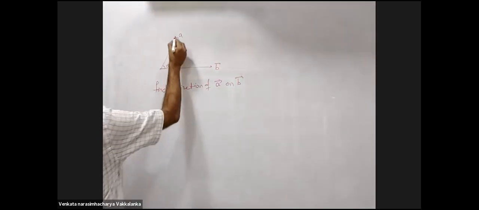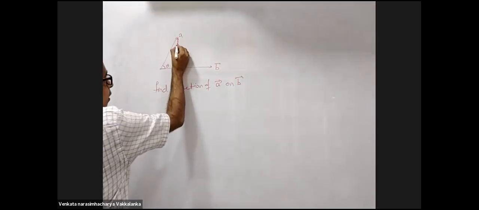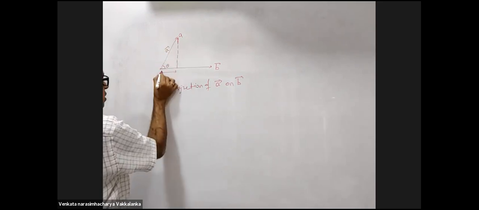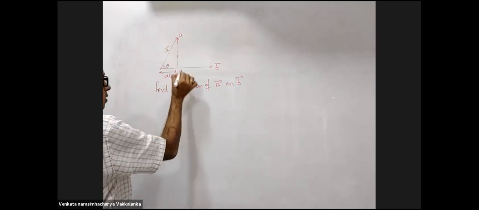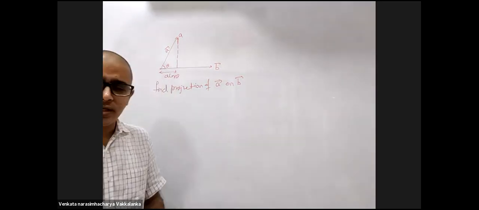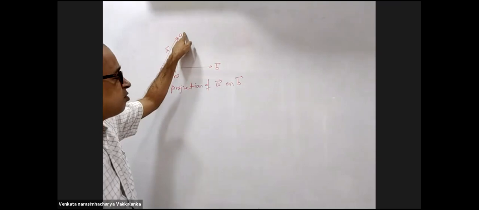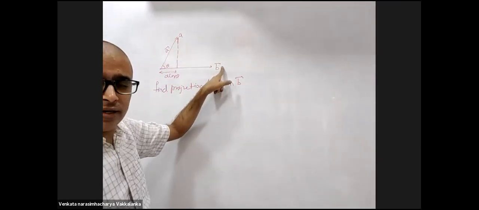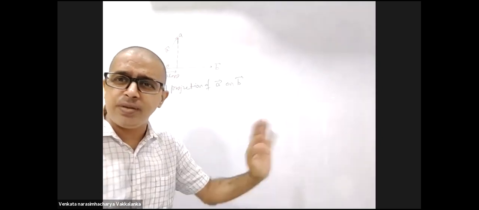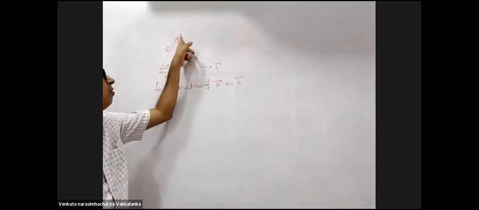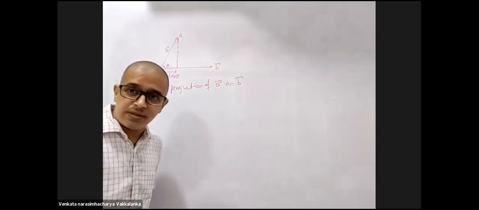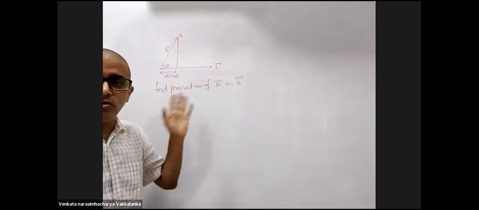Listen to me carefully. This is A, right? You are asking me for A cos theta. Suppose I give you A as 5 Newton, B as 10 displacement, and theta as 60. A cos 60, as simple as that. If I give you A, B, and theta, A cos theta is my answer. I don't need to give you B in this case.